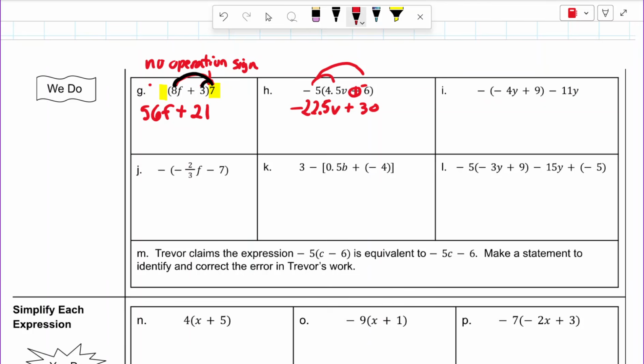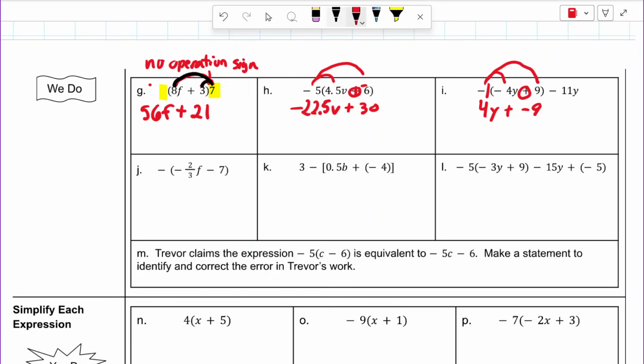Okay, moving on to I. We have a negative sign out in front of the group, and we know from our notes that there is a 1 right here. So negative 1 times negative 4y, that's a negative times a negative, gives me a positive 4y. And then a negative 1 times a positive 9 is going to give me a negative 9. This is a plus sign, so I put a plus sign here.